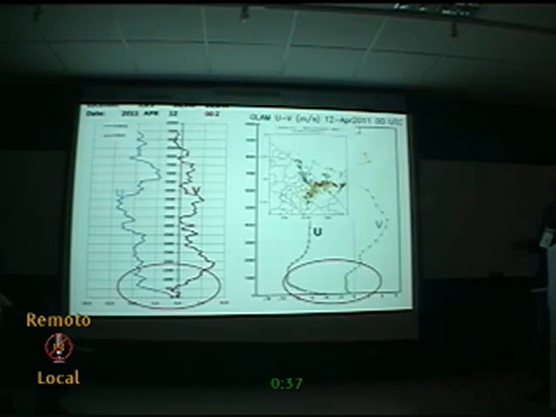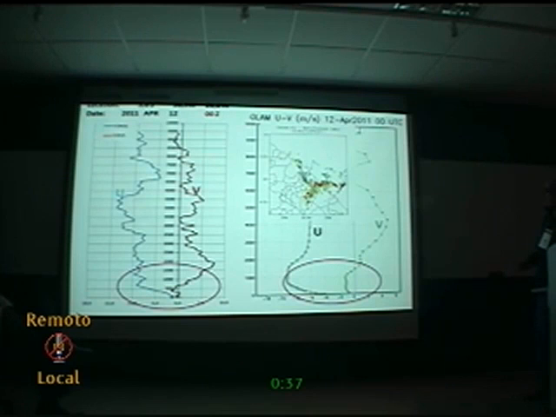Here we are looking at the other case. We are looking at the boundary. So we can see as well the strong wind shear from the zonal component, and not strong shear from the meridional component. So this is the case where the line is over here.